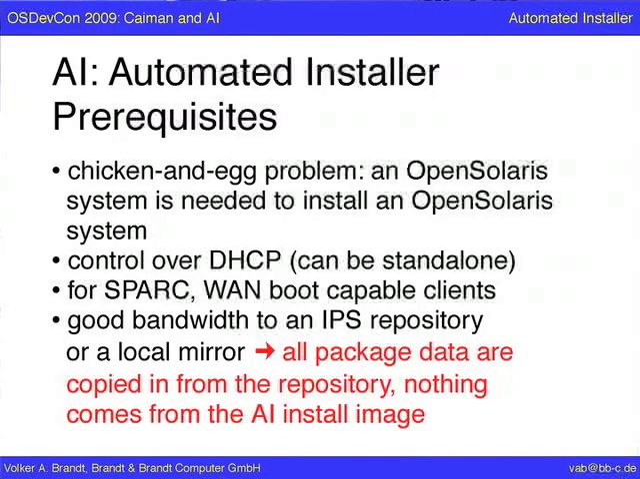And it's better if you have the installation locally. That's one of the drawbacks of a repository-based installation method. So this is important to remember. This is a difference between Caiman and AI.